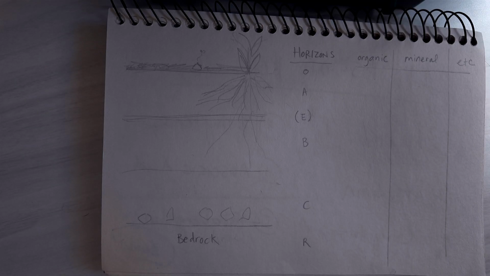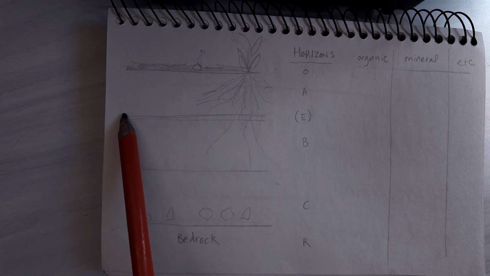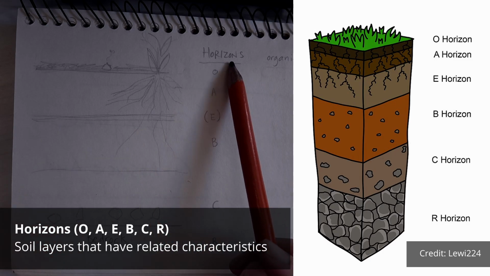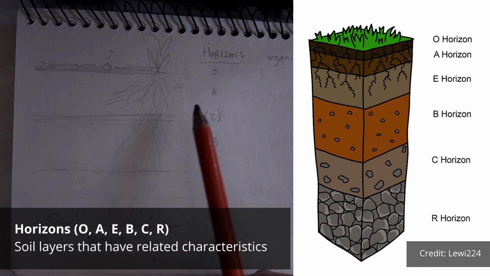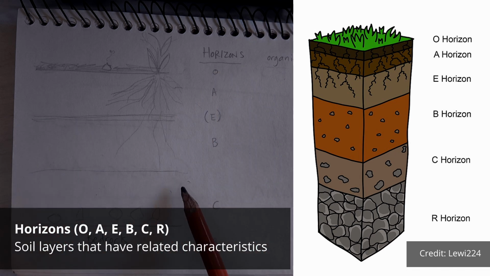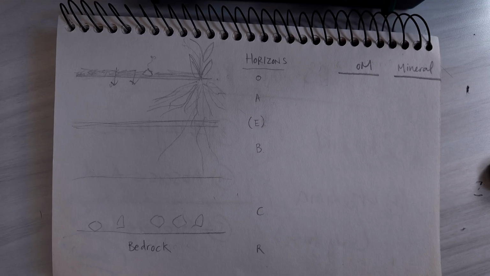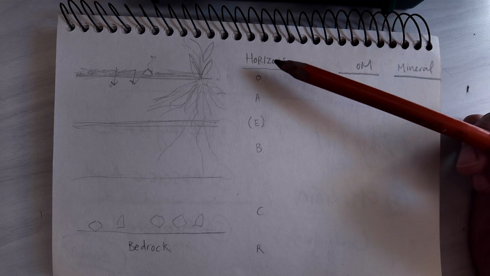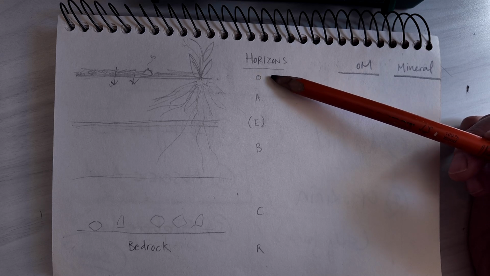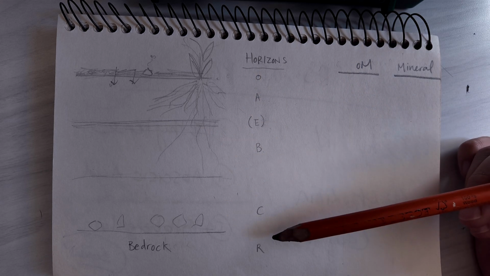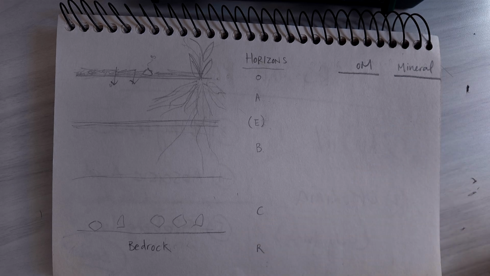The development of the soil roughly parallels the surface, and they form layers that are called horizons. I'm drawing them here as being very distinct, but in reality, their characteristics may be distinct, but visually, it might be really hard to tell. There are 5 to 6 main layers or horizons, depending on your source. They're O, A, sometimes E, B, C, and R, which is also bedrock.